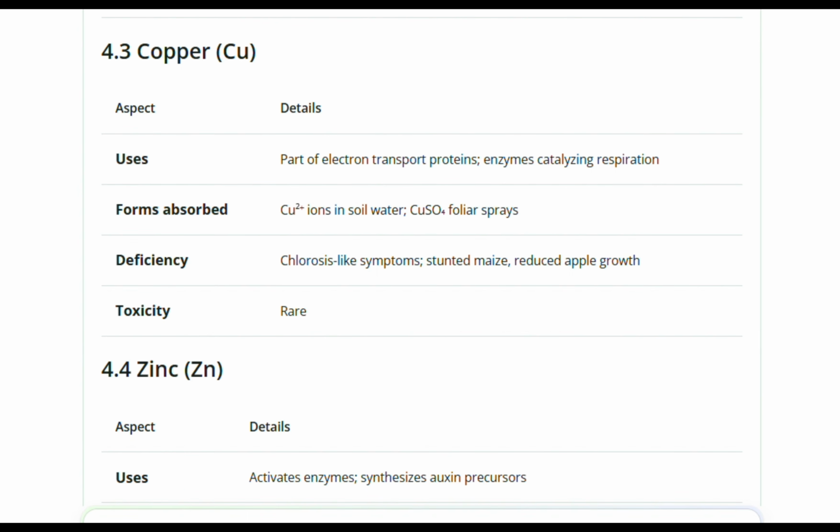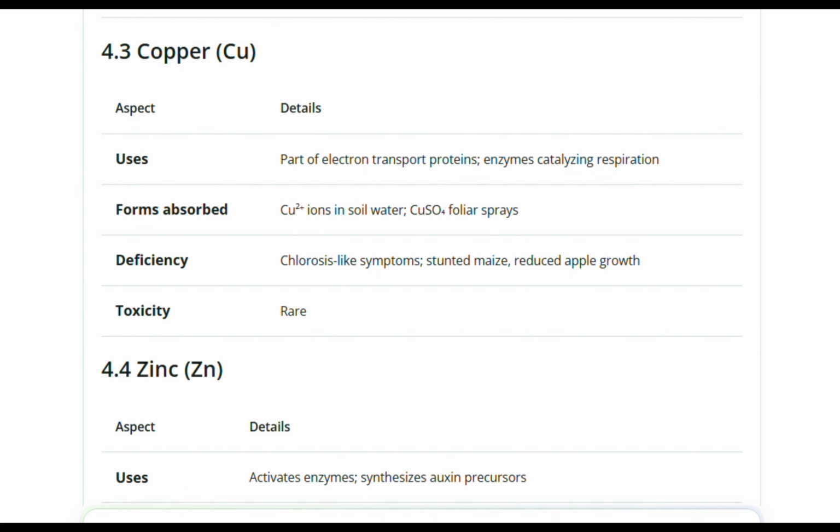Okay, so on that manganese I made a mistake. I swapped it with the copper deficiency. So for manganese, the young leaves are chlorotic, woody stems, brown necrotic spots in the middle of legume seeds. Then for copper, there are chlorosis-like symptoms and stunted maize. Toxicity is rare.